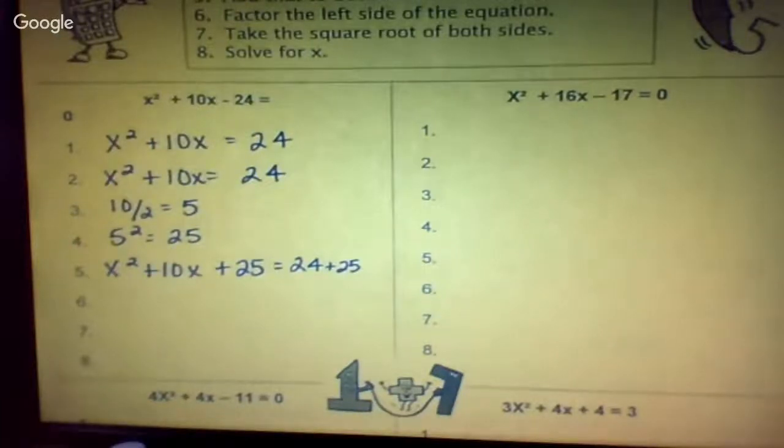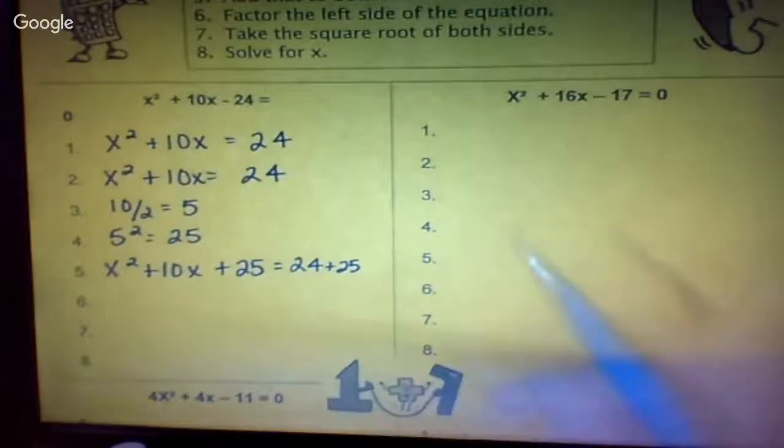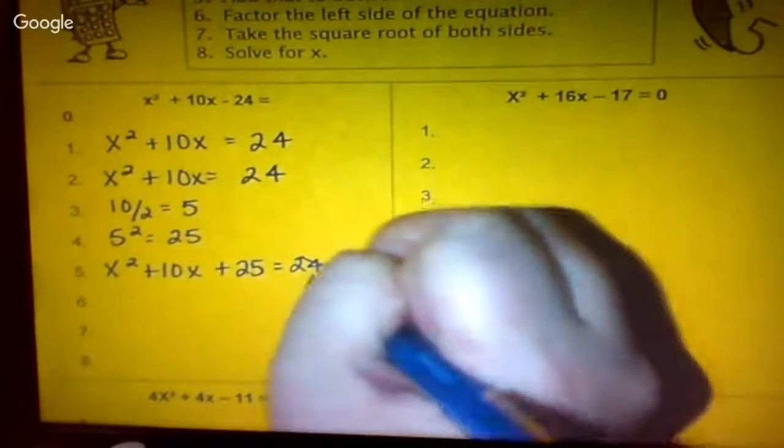This is the 4th way I've taught you how to do everything. The first way was when we graphed it and you found where it touched the x-axis. The second way was doing the quadratic formula, which did the same thing. And the other way was factoring. It did the same thing. This does the same thing that the quadratic formula will do. I'll show you that in a minute, okay? So we get x squared plus 10x plus 25 equals 24 plus 25. What's 24 plus 25? 49. So this side is technically 49 then, okay?